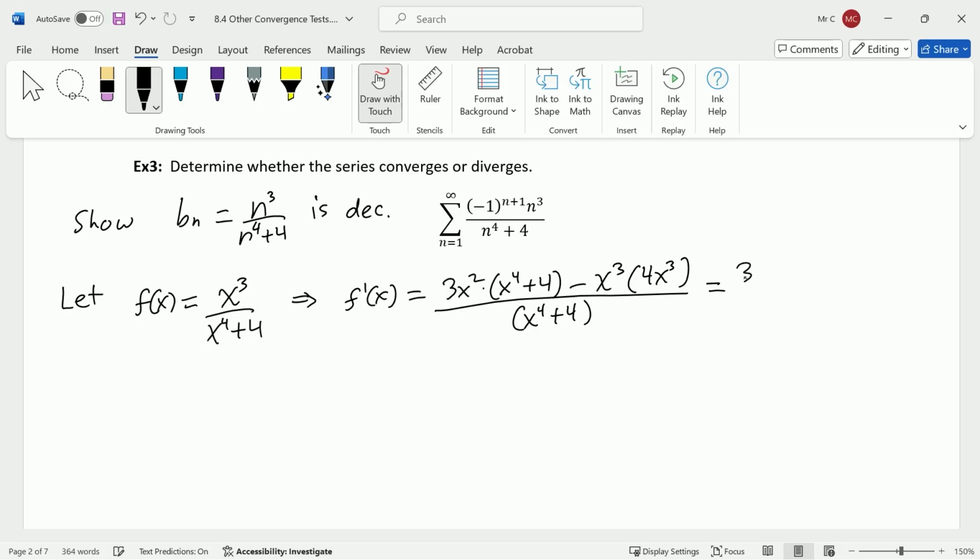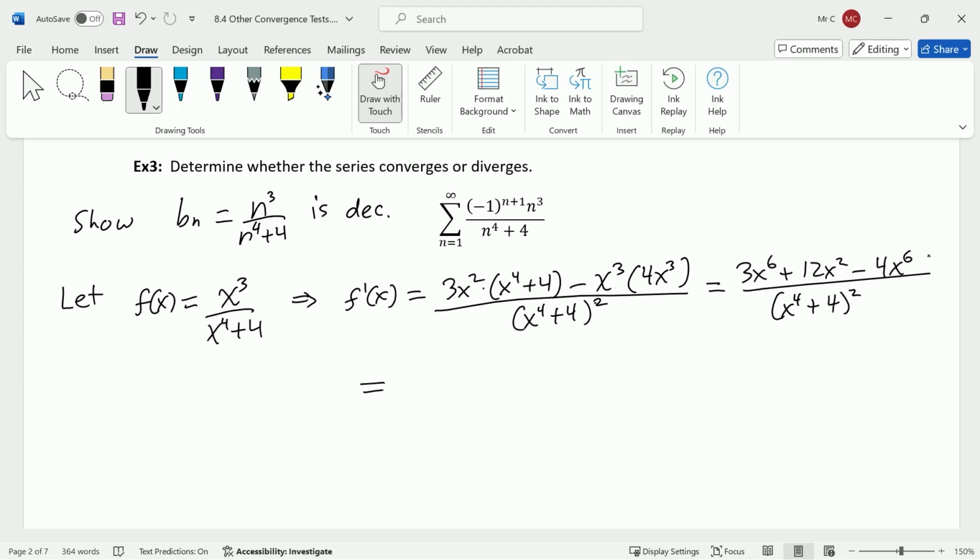This is equal to 3x to the 6th plus 12x squared minus 4x cubed. That denominator was supposed to be squared. Man, I'm missing a lot of little things. Just writing silly things down. Okay, and yeah, that was supposed to be 4x to the 6th. I did it there too.